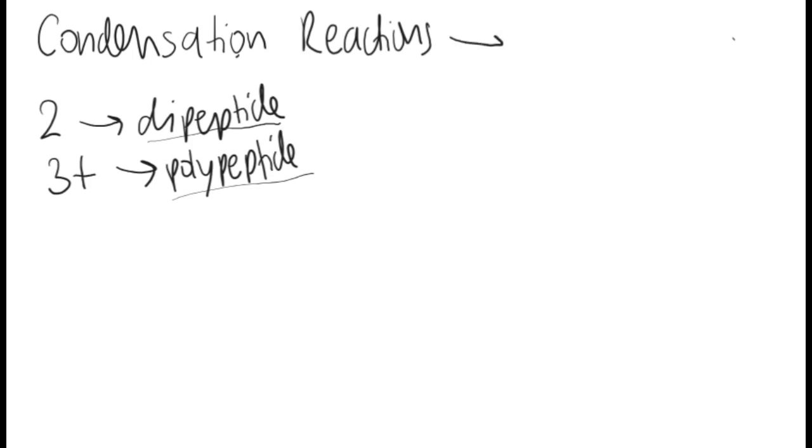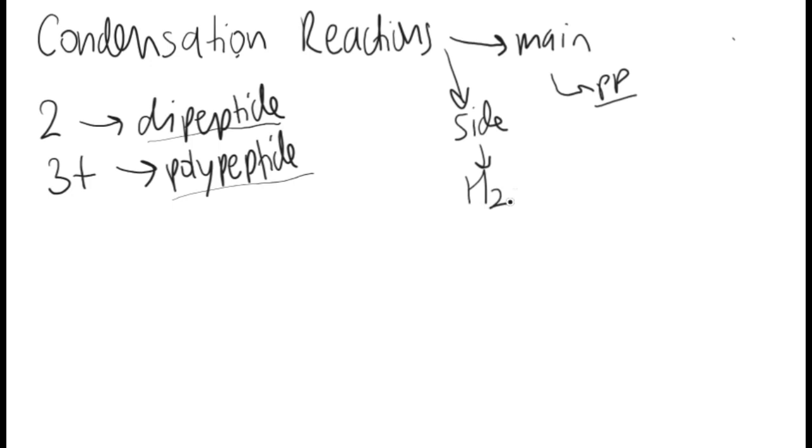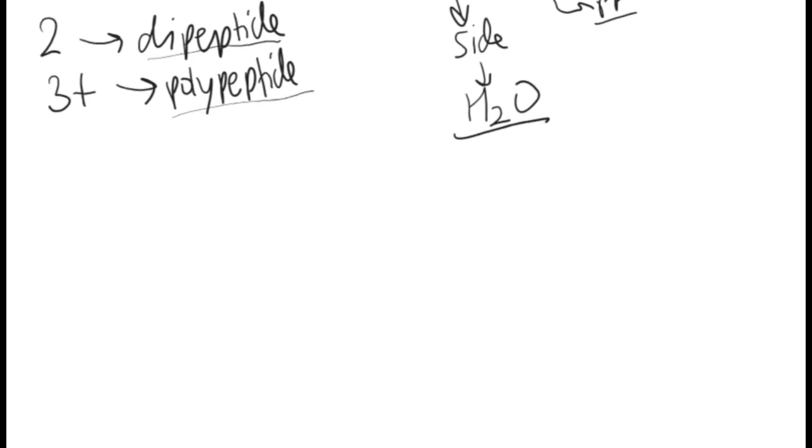Now, in a condensation reaction, we always get a main product and a side product, okay? And the side product is always smaller, like molecularly, the physical molecule is smaller than the main molecule. And in this case, the main molecule is a polypeptide, I've just abbreviated here, and the side one is water, okay? Now let me draw out a condensation reaction for you guys.